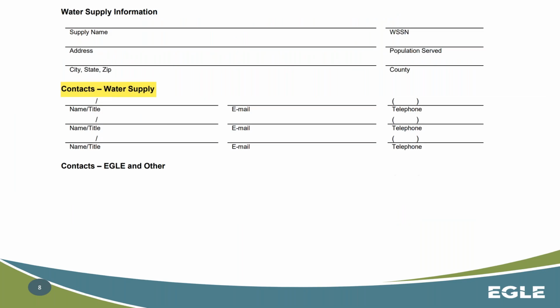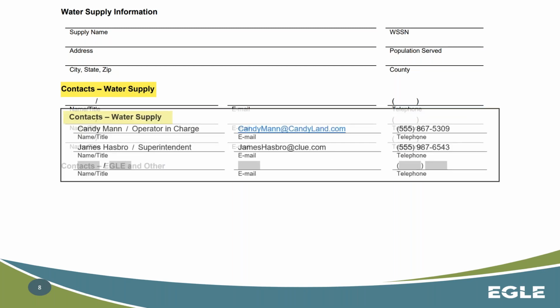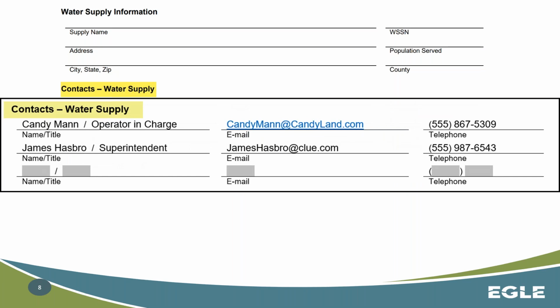The next section is for water supply contacts. Here you want to list the key personnel that have knowledge of your water system, such as the drinking water operator, director, superintendent, owner, sampler, etc. And it's helpful if you list both the email and phone number.